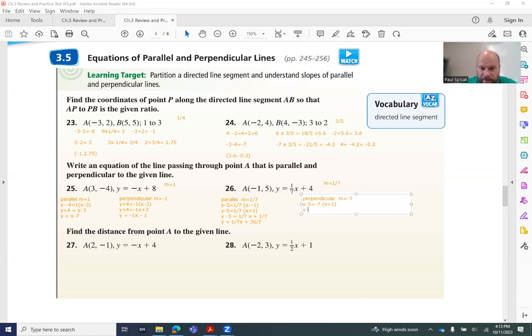So y minus 5 equals -7x minus 7. Again, that's after you distributed it. And then we can bring the 5 over by adding. So y equals -7x plus 2. Nope, sorry, minus 2. Minus 2. And that'll be our new equation.